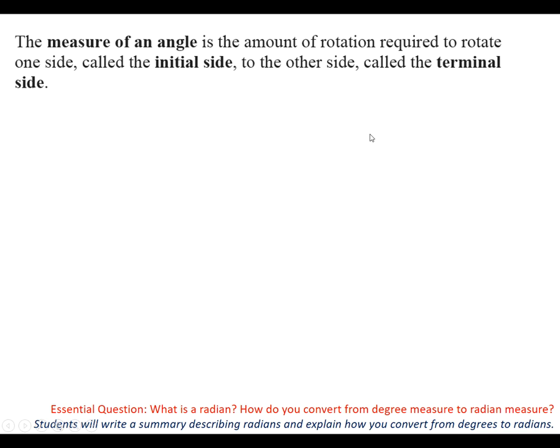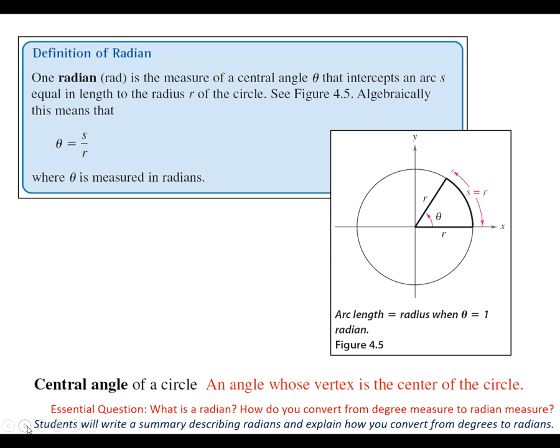Alright, the measure of an angle is the amount of rotation required to rotate one side, called the initial side, to the other side, called the terminal side. So you measure it by how much distance there is in between, in either degrees or radians. Okay? So we're going to talk about what a radian is.